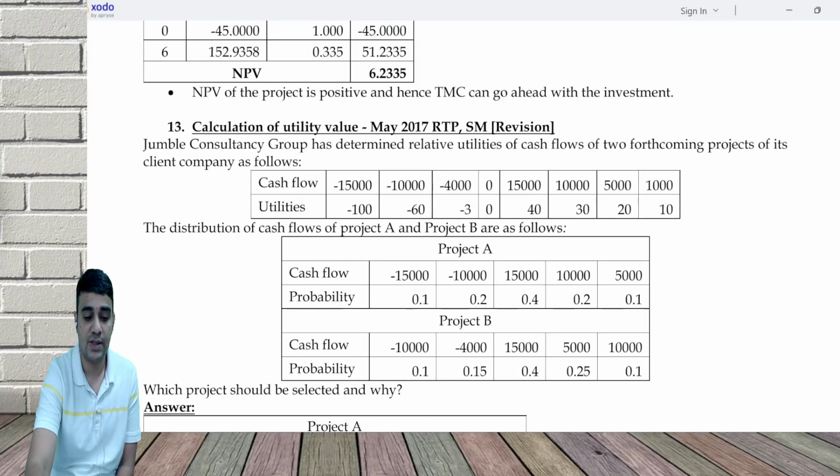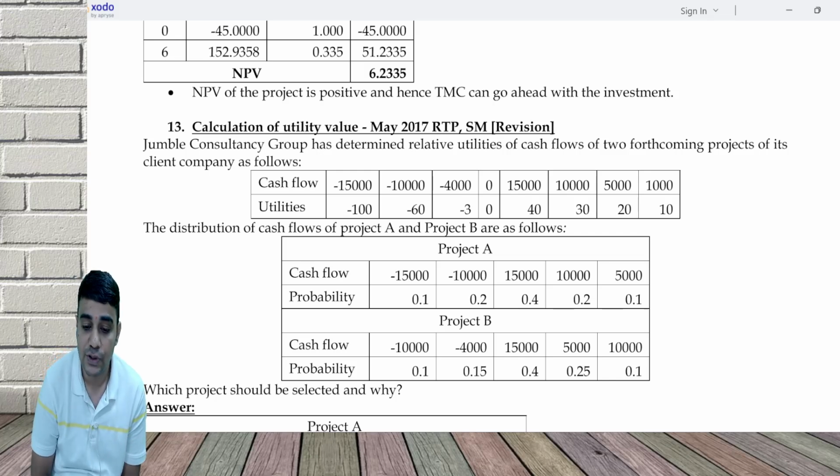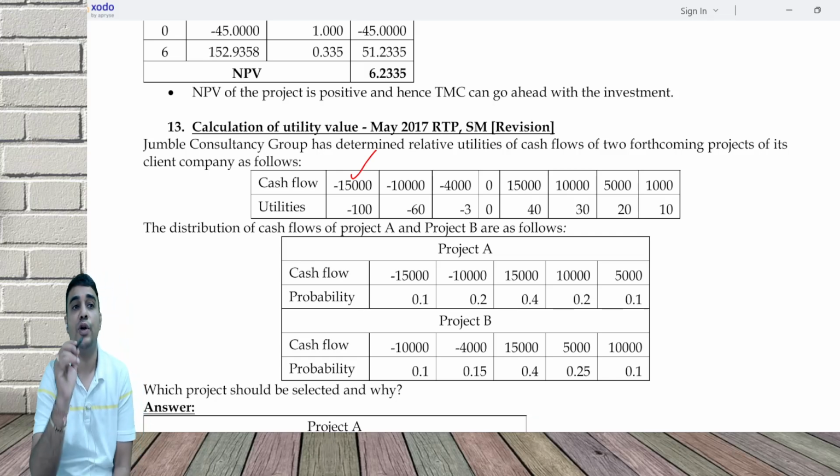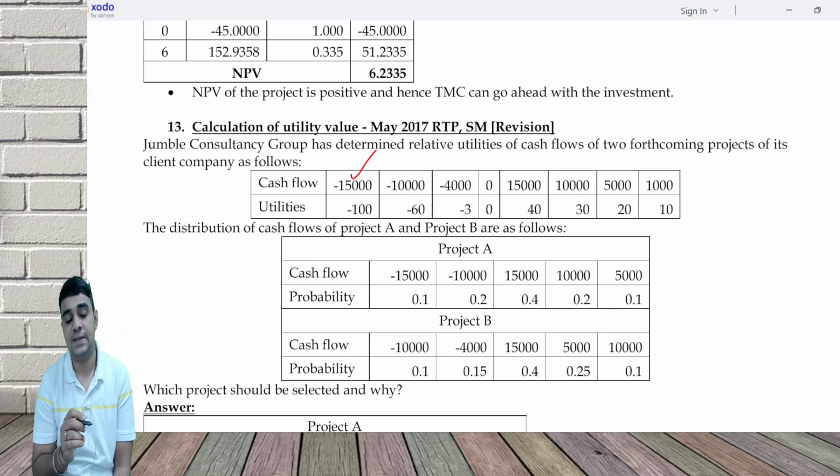Okay, this is the question on utility value. Jumble Consultancy Group has determined the relative utilities of the cash flows of 2 forthcoming projects of the client company as follows. That is, if you generate negative 15,000, your utility is negative 100. Negative 10,000, your utility is minus 60.